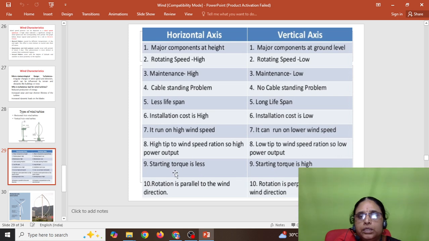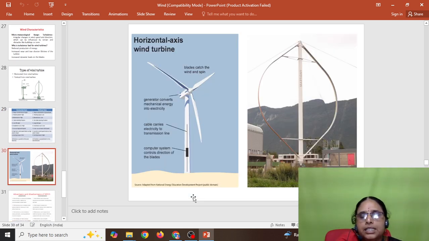Vertical axis speed is low, while horizontal axis has a high tip speed ratio, so high power output. Vertical axis has low power output, and starting torque is less in horizontal axis and high in vertical axis wind turbine. Rotation is parallel to the wind direction in horizontal axis, but perpendicular to wind direction in vertical axis wind turbine. These are all the main differences between the horizontal axis and vertical axis wind turbine. This is the sample picture for horizontal axis wind turbine and vertical axis wind turbine.